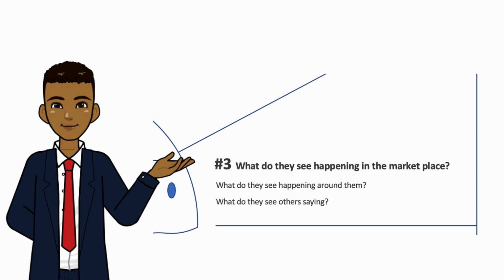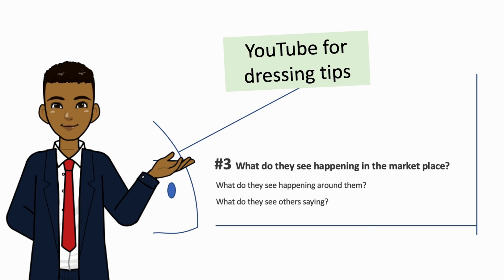And then we have square 3, and it's all about what they see happening in the marketplace. So what do Lena and others like herself see happening in the marketplace? For example, Lena sees people going on YouTube to find dressing tips. She also realized that there are sales offers online, as well as sales offers in local stores.